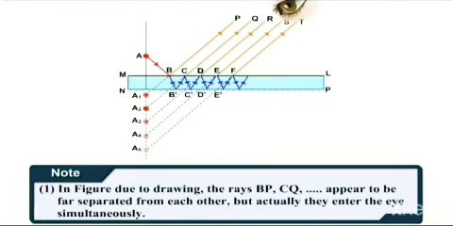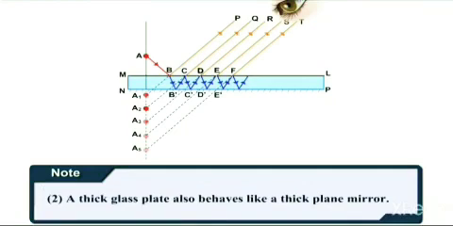Note 1. In the figure, due to drawing, the rays BP and CQ appear to be far separated from each other, but actually they enter the eye simultaneously. 2. A thick glass plate also behaves like a thick plane mirror.